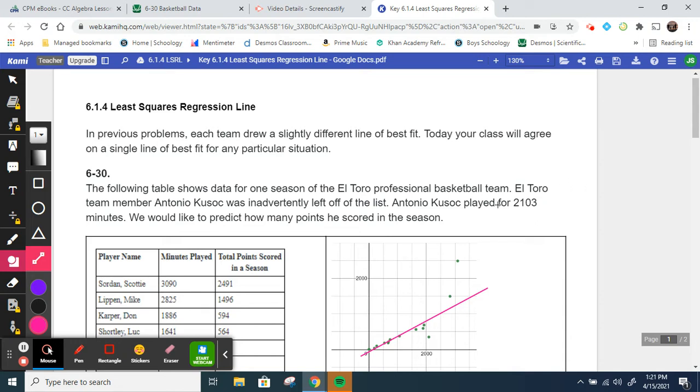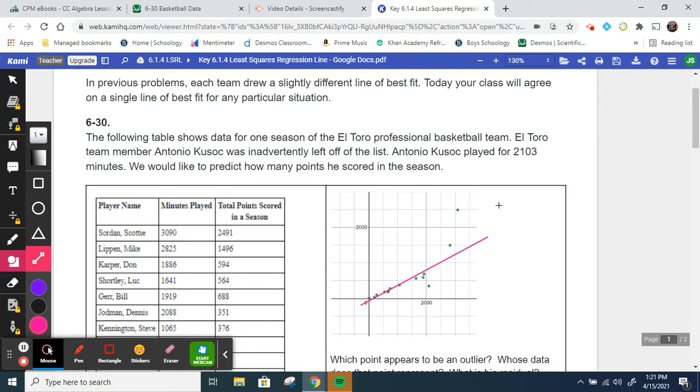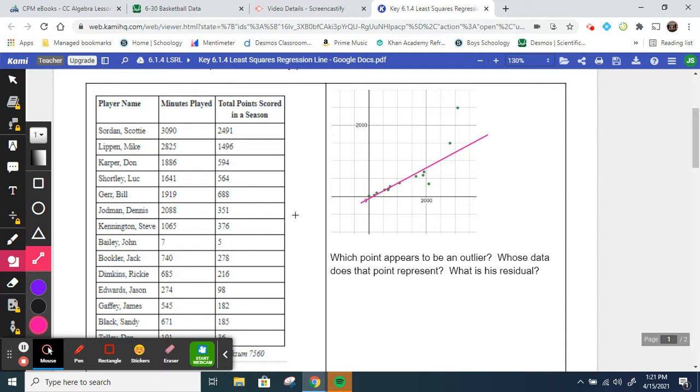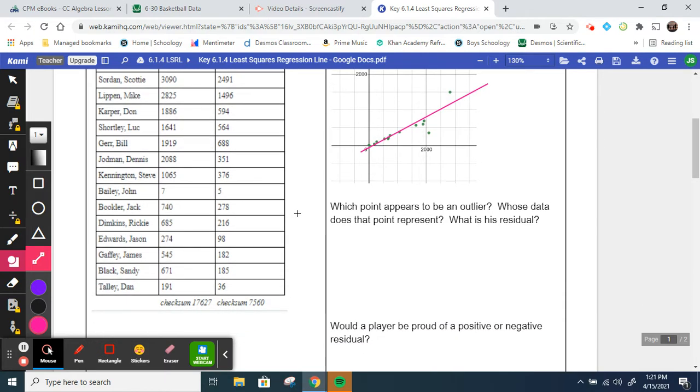So let's take a look at this data here. It says the following table shows data for one season of the El Toro professional basketball team. El Toro team member Antonio Cusack was inadvertently left off the list. Antonio played for 2,103 minutes. We would like to predict how many points he scored for the season. So you can see all the different players' names and then how many points they scored in the season.